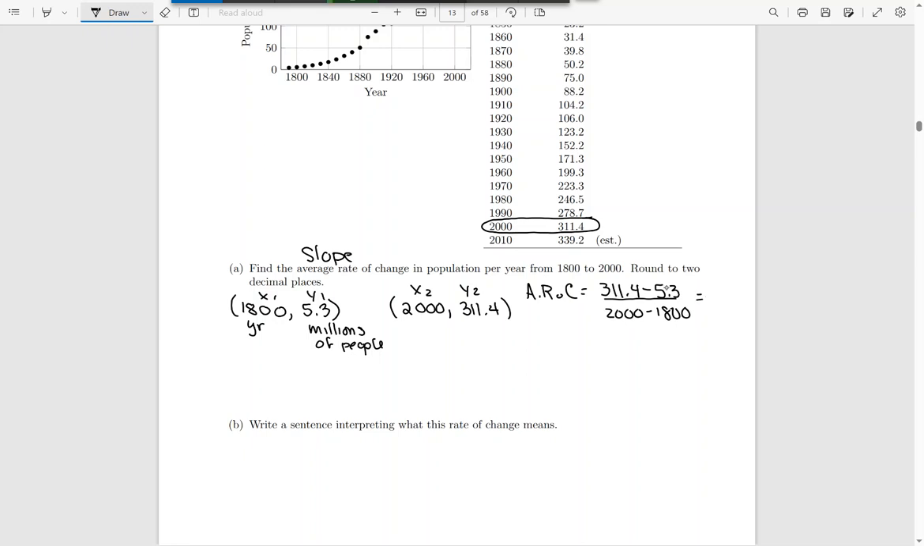Right? Do the top by subtracting. Do the bottom by subtracting. Put in your unit label. So this is millions of people per year. Then do the division. So take 306.1 divided by 200, and you come up, when you round to 2 decimal places, 1.53 million people per year.